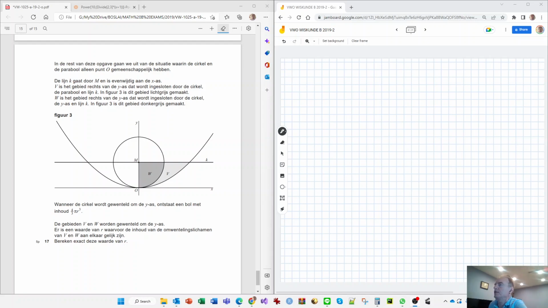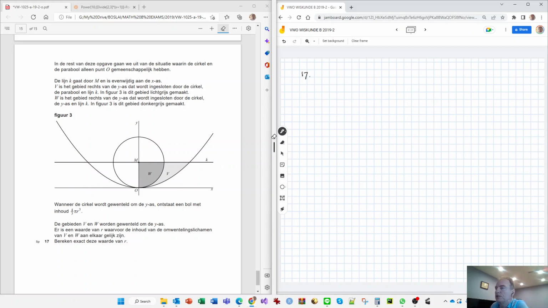Okay, last question, 17. That's another omwentelingslichaam question. So we can put a line going through M. So M is the center of the circle, parallel to the x-axis, and you can define these two areas V and W, which you could rotate to get a volume.